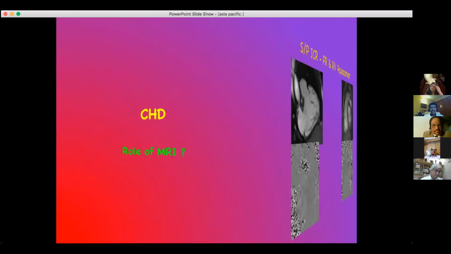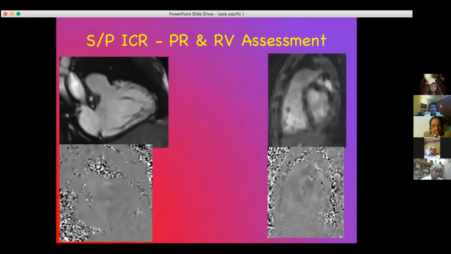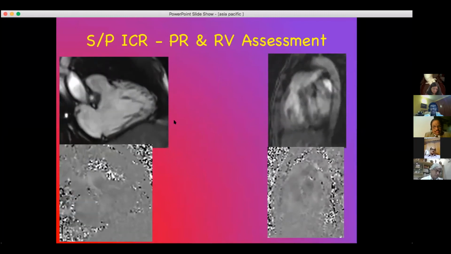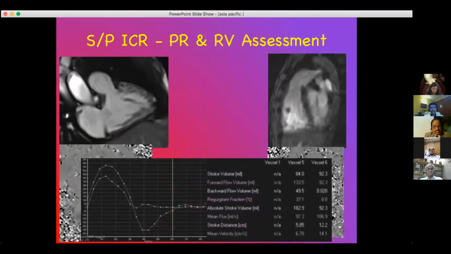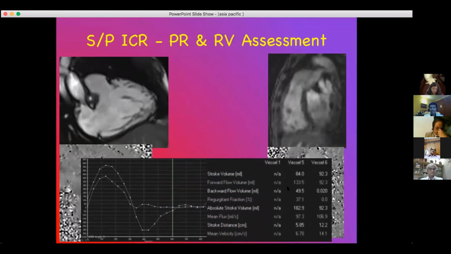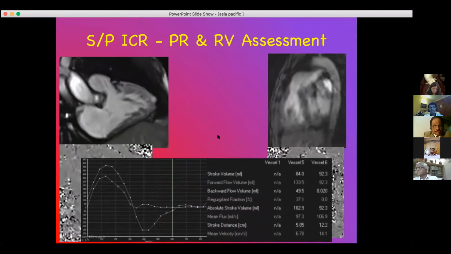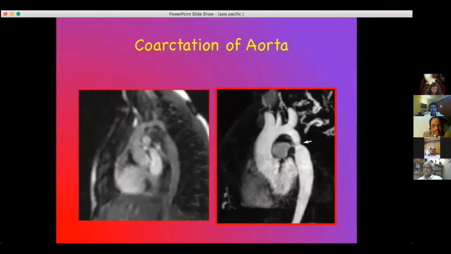In congenital heart disease, obviously it's a large area, but in adults, primarily we're looking at patients who have already been operated. There's a patient with the tetralogy, post-ICR, and we're looking for the RV volumes, the RV function, and also the pulmonary regurgitation fraction. Here you can see it is almost 50% of the forward volume. And this is a patient where you would either do a percutaneous pulmonary valve or send the patient for a surgical procedure.